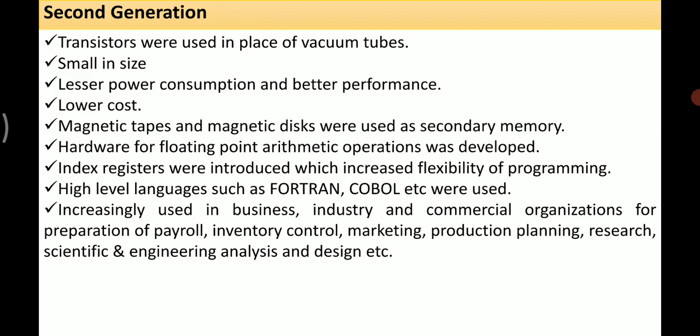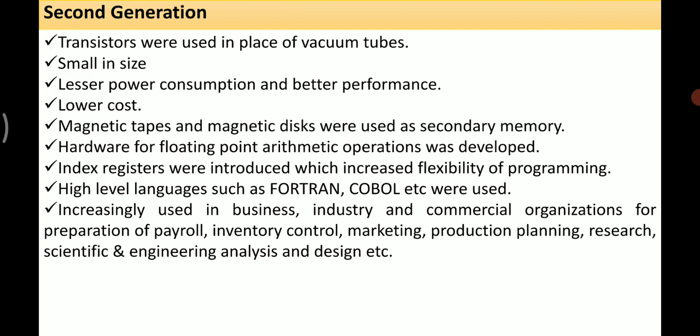There were magnetic tapes and magnetic disks. Here also the magnetic tapes and the magnetic disks were used as secondary memory. There was hardware for floating point arithmetic operations developed. Floating point, in the sense of decimal point arithmetic operations, for those operations there was hardware built. They also made use of index registers. Index registers were introduced, which increased the flexibility of the programming.